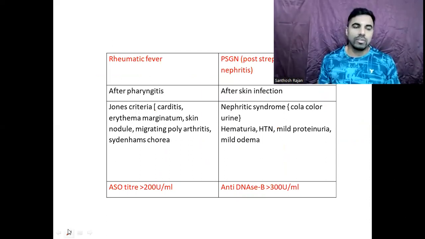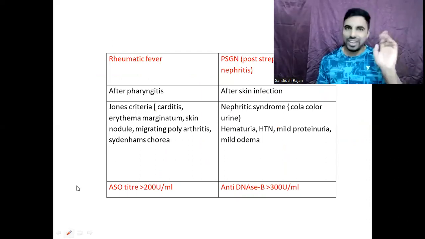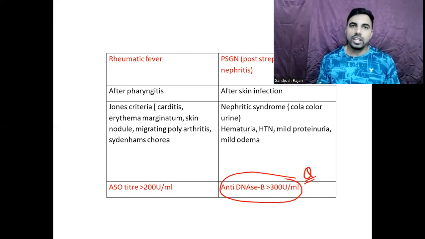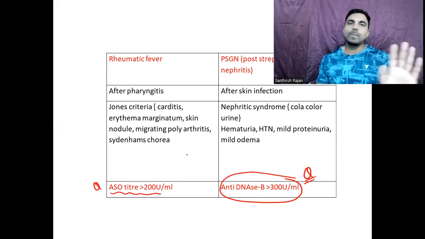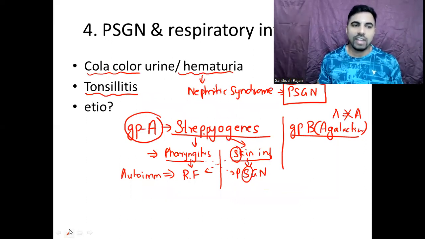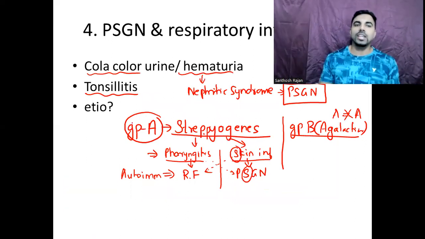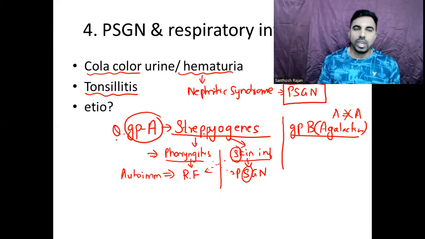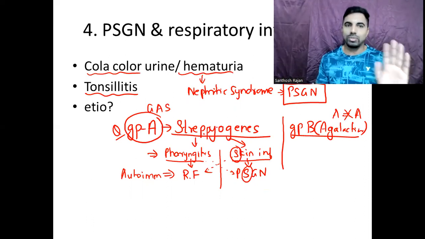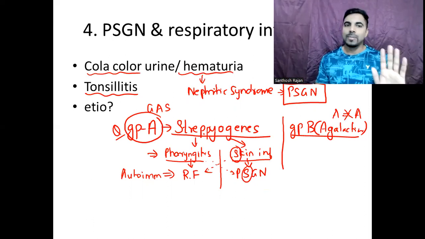The diagnosis we have already discussed in our old discussion. Remember, anti-DNase B is the characteristic one. If it's high, then it is PSGN. And ASLO titer more than 200 is for rheumatic fever. So if they ask about etiology, it is either Streptococcus pyogenes or group A, sometimes called GAS. Your answer should be Streptococcus pyogenes if this is the question.